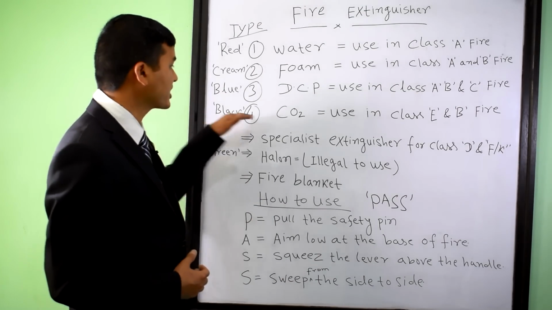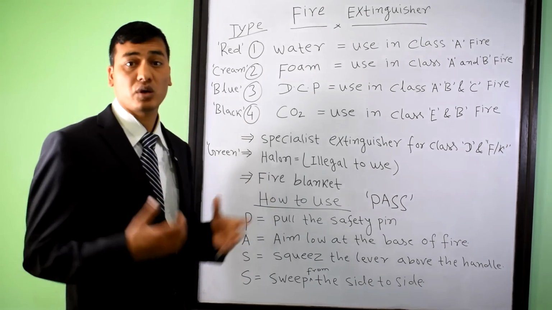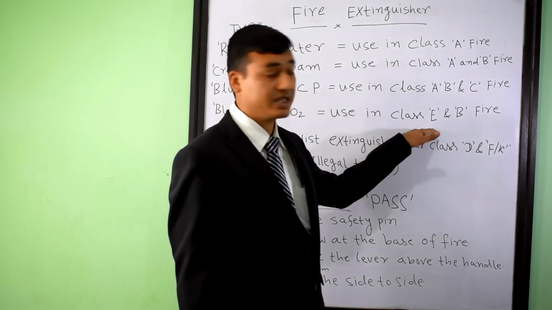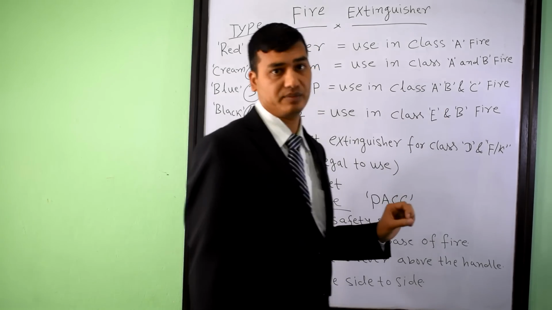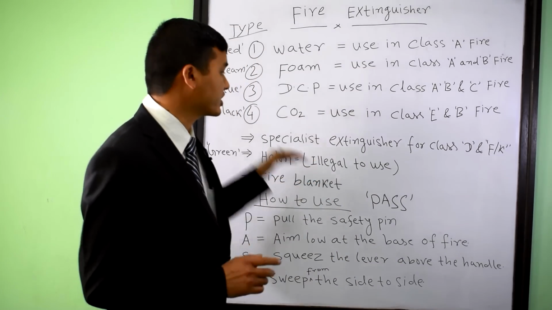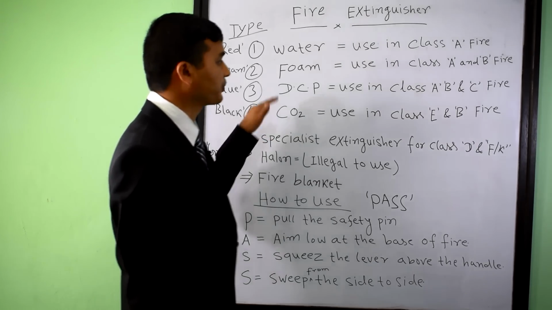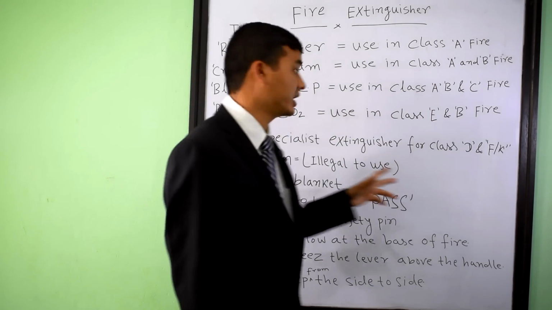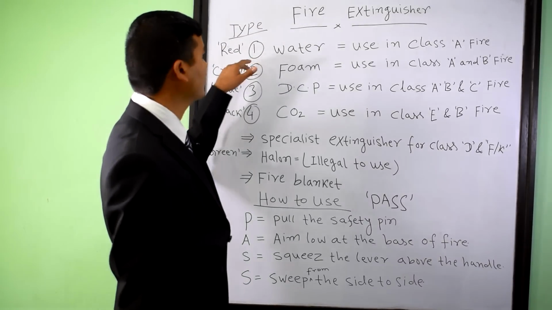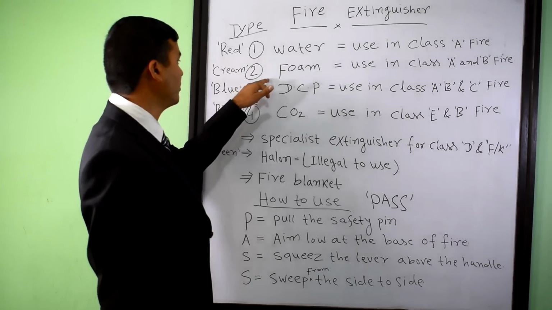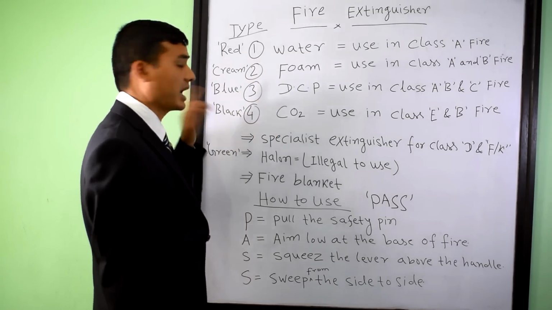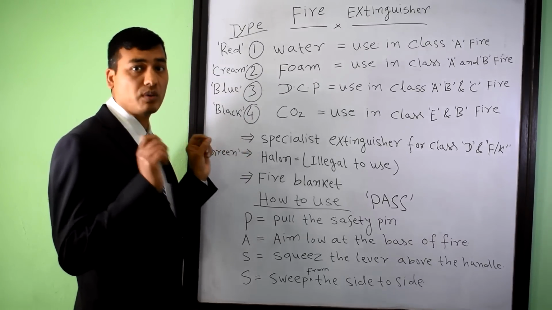Okay, number 4, CO2. CO2, everybody knows, right? Carbon dioxide. It can be used for electrical fire, class E fire, or class B fire. You know the class B fire, flammable liquid. We can use the CO2 extinguisher for class E and class B fire, and it is in black color. Okay, you know the water is in red color, foam cream color, DCP blue, and CO2 black. You have to know about it.